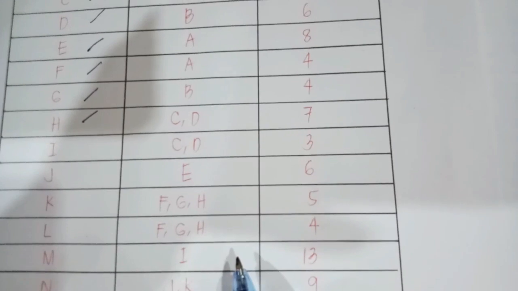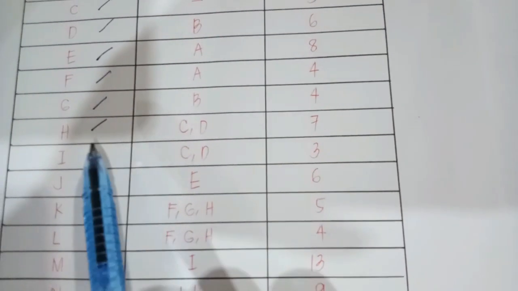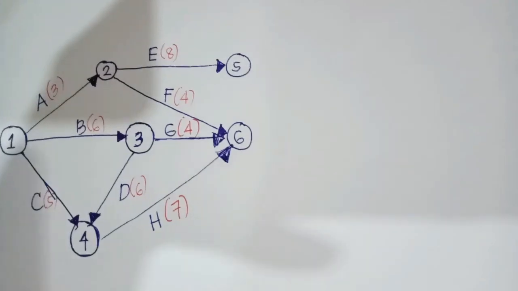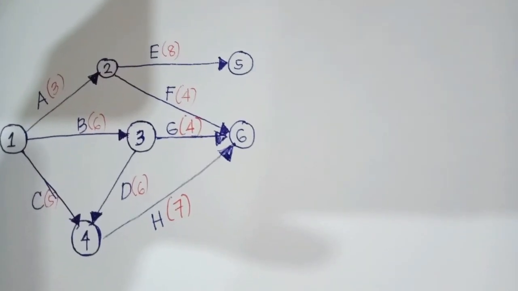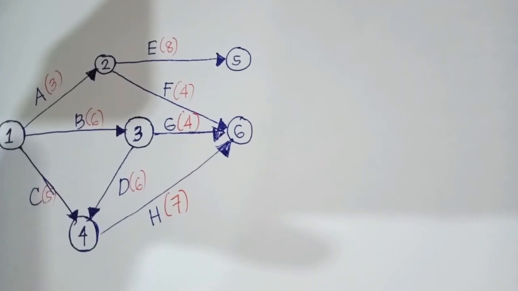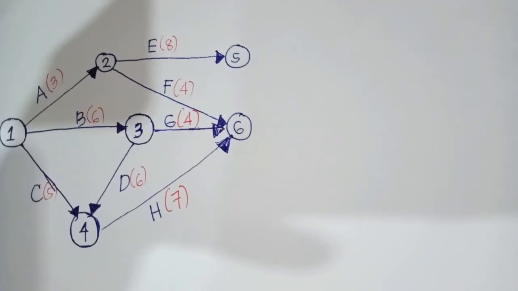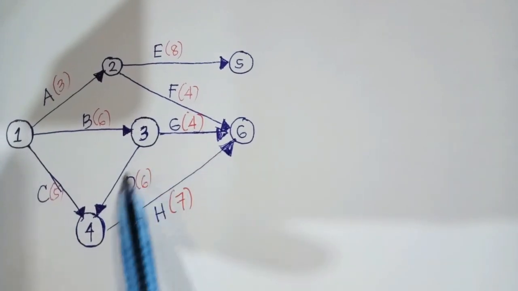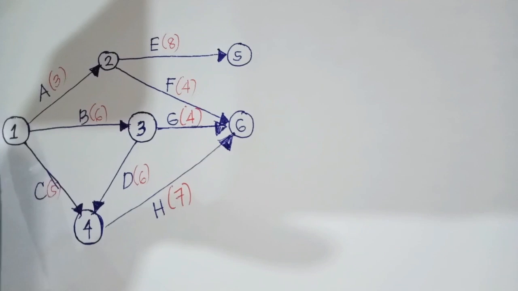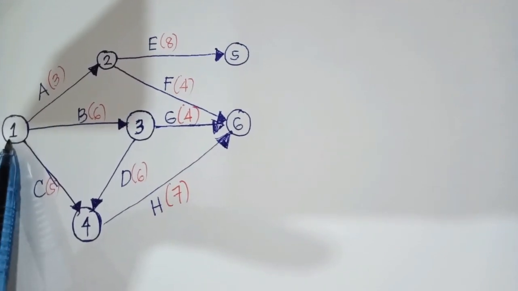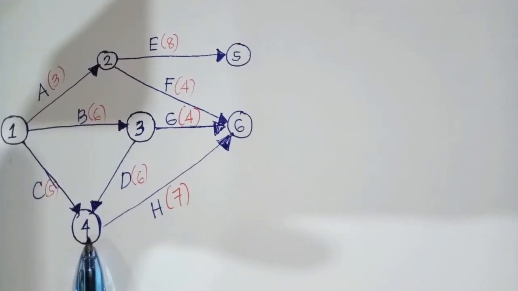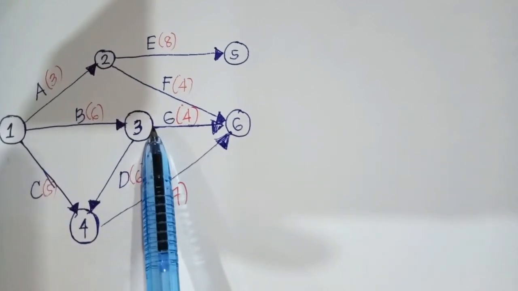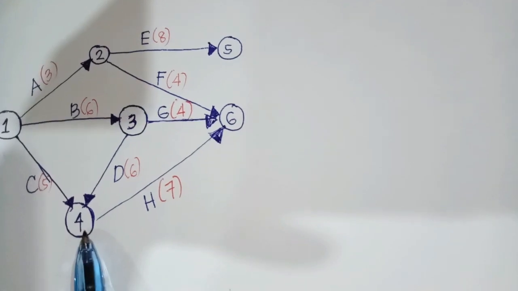And take note that I starts where C and D end. As you can see in our network diagram, take note that I starts where C and D end. Again, this is C, and this is D, right? So the starting point of activity C is node 1, and the ending point is node 4. And for activity D, the starting point is 3, and the ending point is 4, correct?